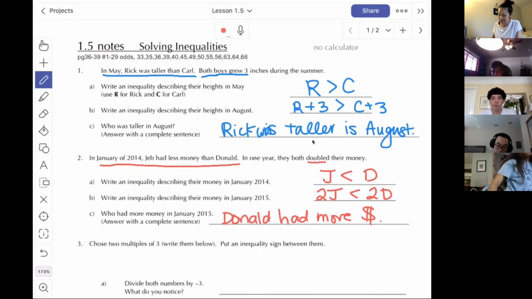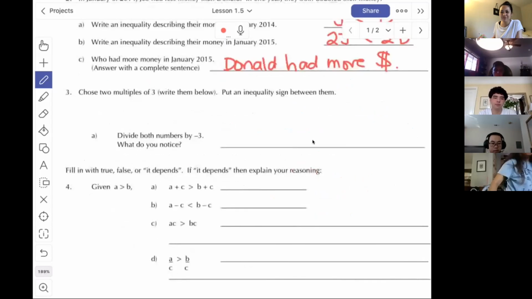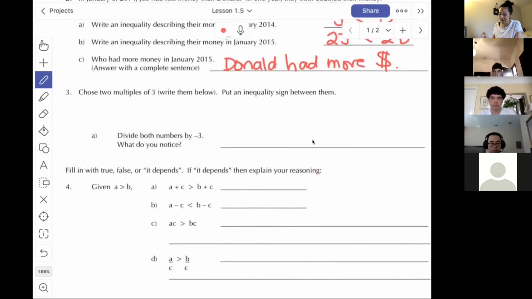All right, number 3. Choose 2 multiples of 3 and write them below. All right, so go ahead, give me a multiple of 3. Anybody, unmute, just throw out a multiple of 3. 6. Okay, there's one. And give me another one. 9. Okay. So I put an inequality sign between them. So 6 is less than 9.